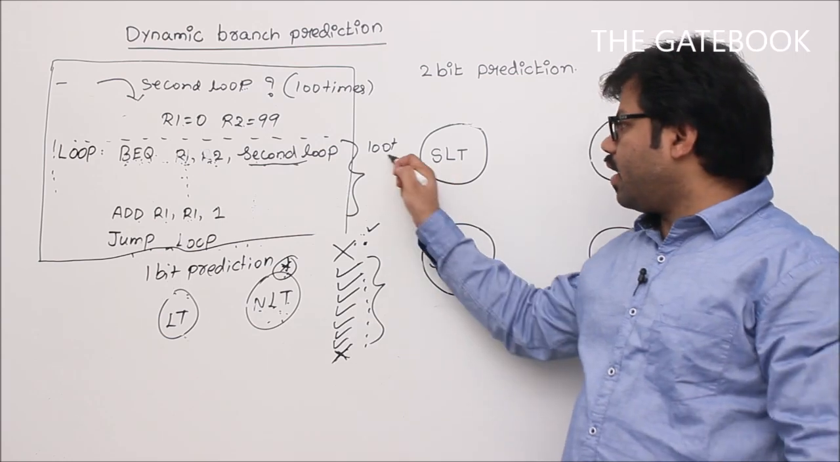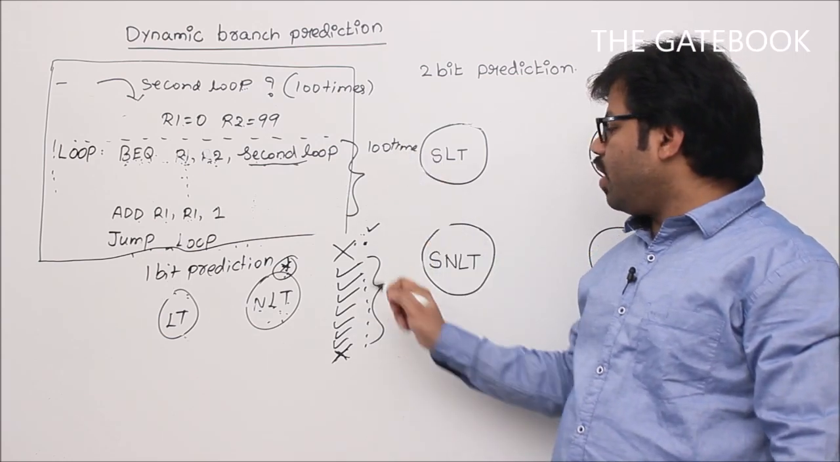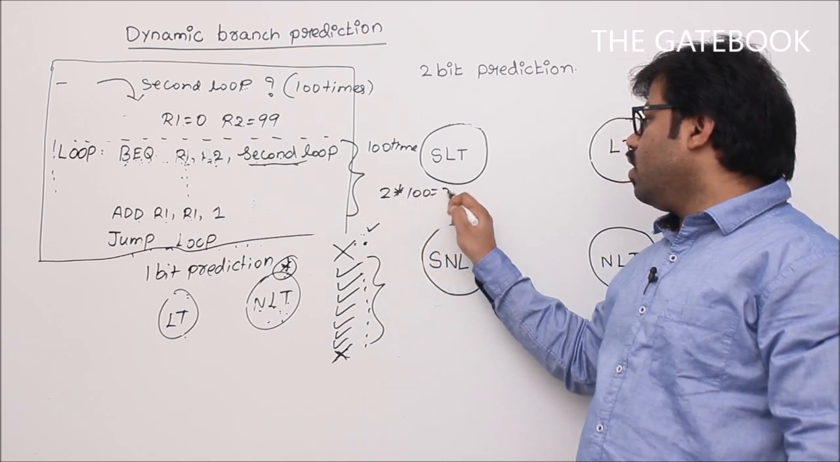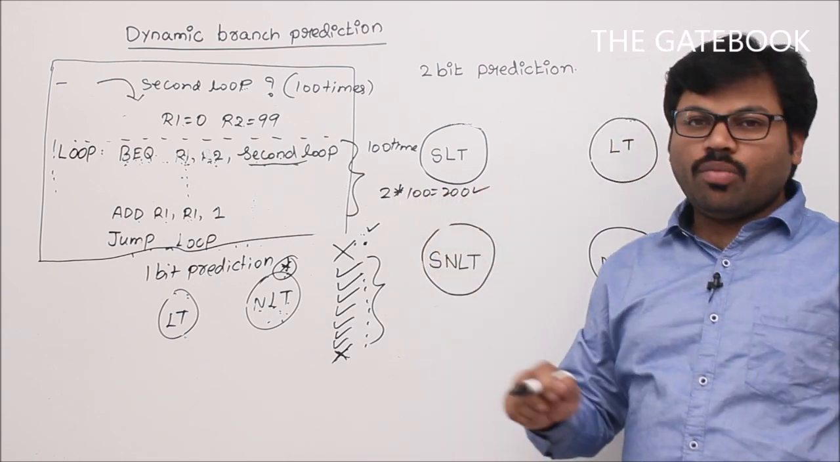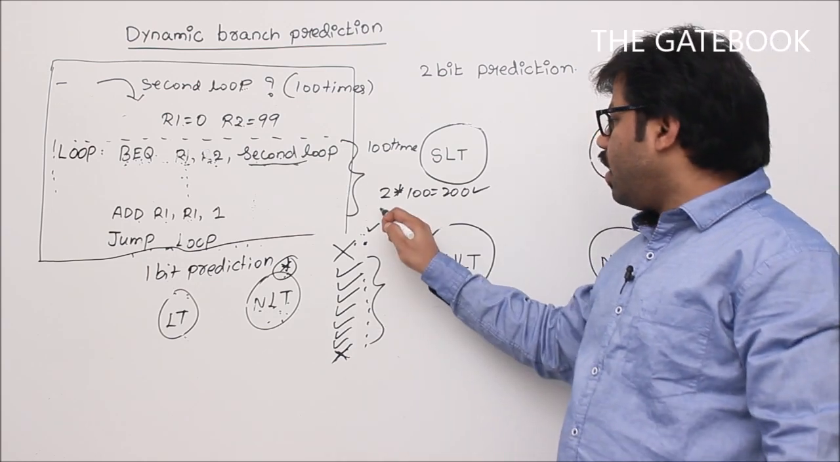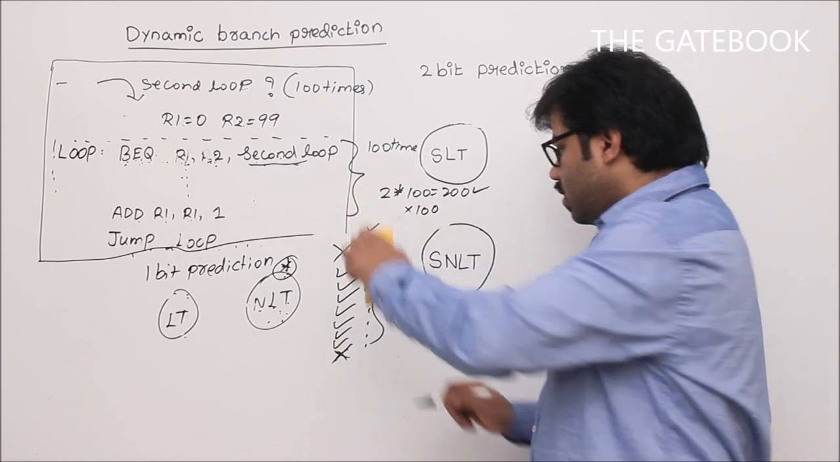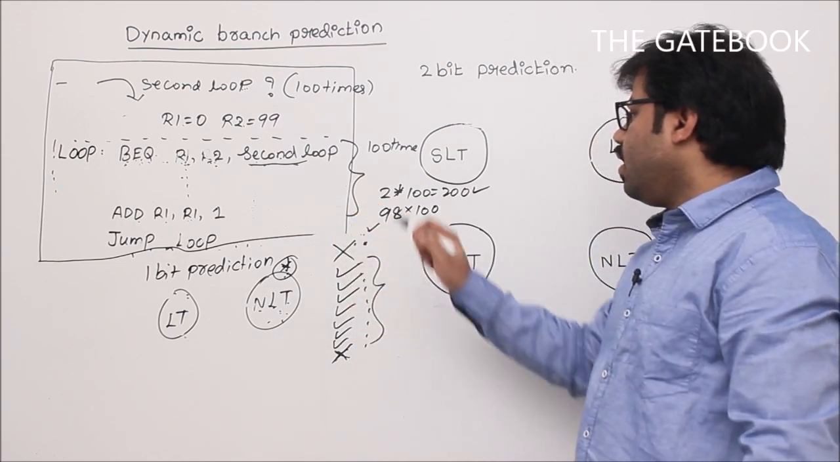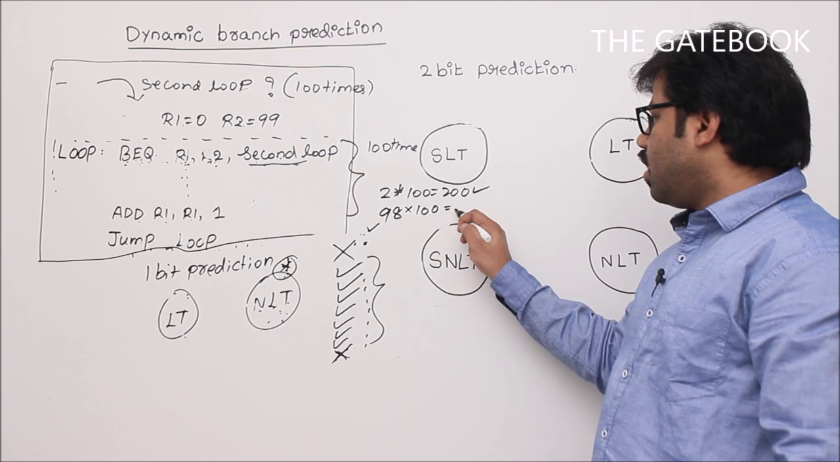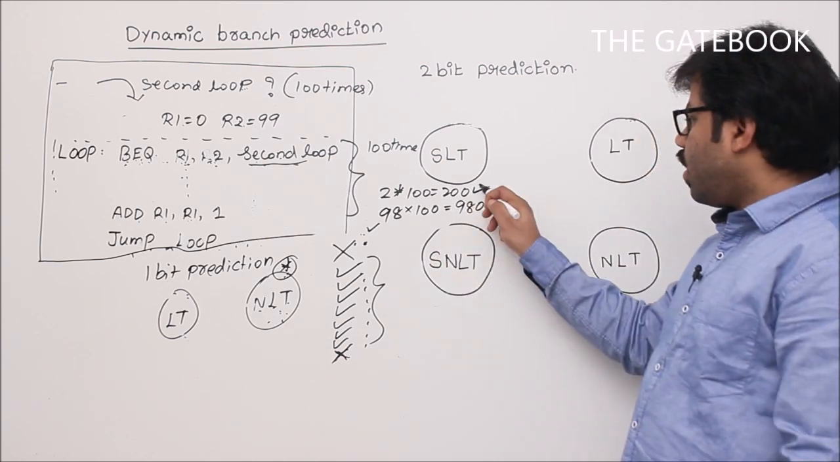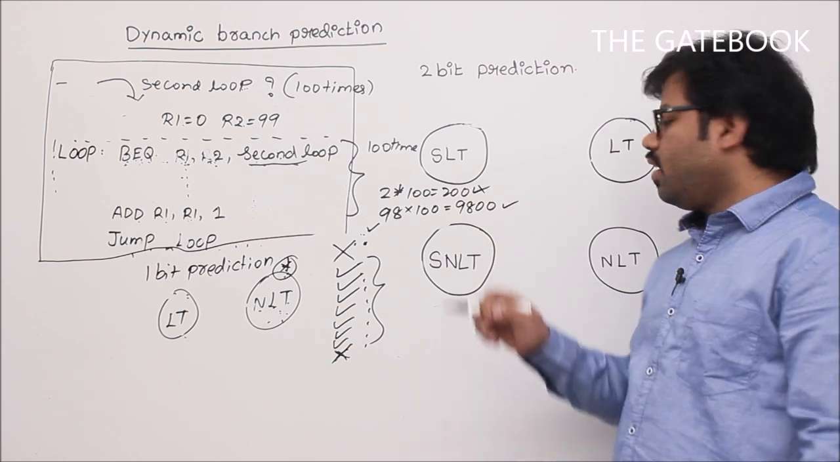Then out of 100 times, how many mistakes will you make? 2 into 100, 200 mistakes. And how many correct out of 100 into 100? For every pass, 98 times you will be correct, right? 98 into 100, that means 9800. I can say that 200 wrongs, 9800 correct.